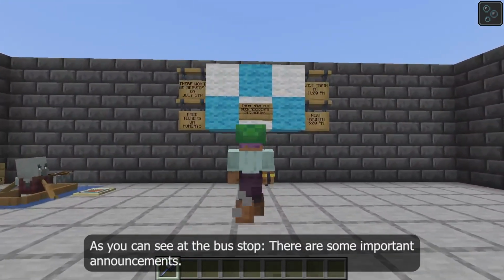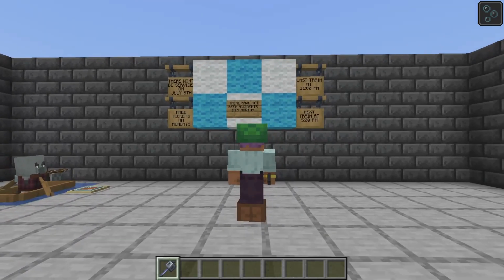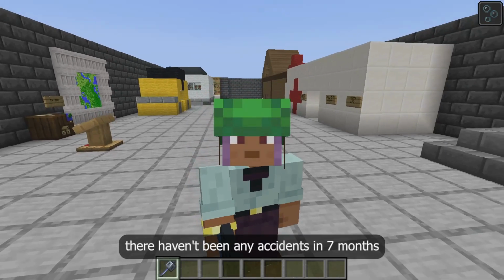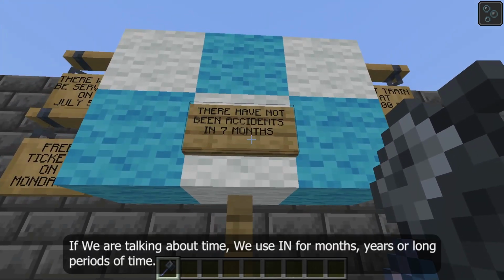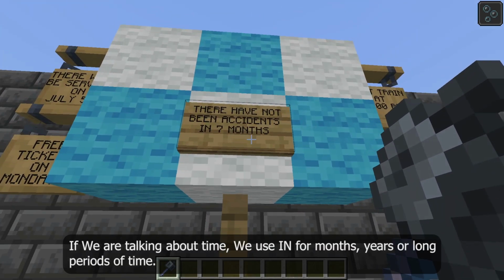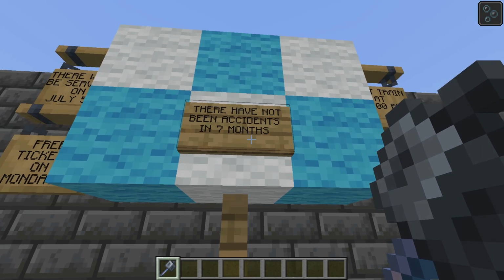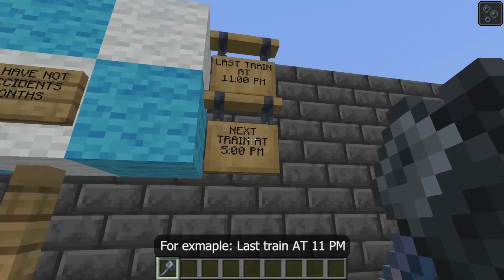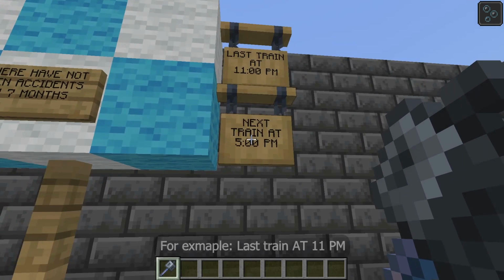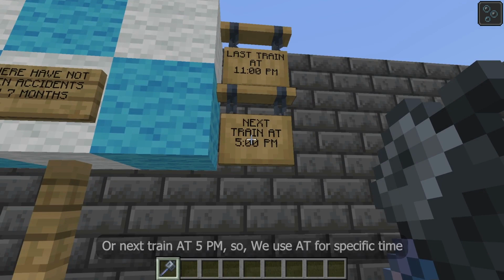As you can see, at the bus stop, there are some important announcements. There haven't been any accidents in 7 months. If we are talking about time, we use in for months, years, or for long periods of time. Also, we use at for time. For example, last train at 11 p.m. or next train at 5 p.m. So we use at for a specific time.